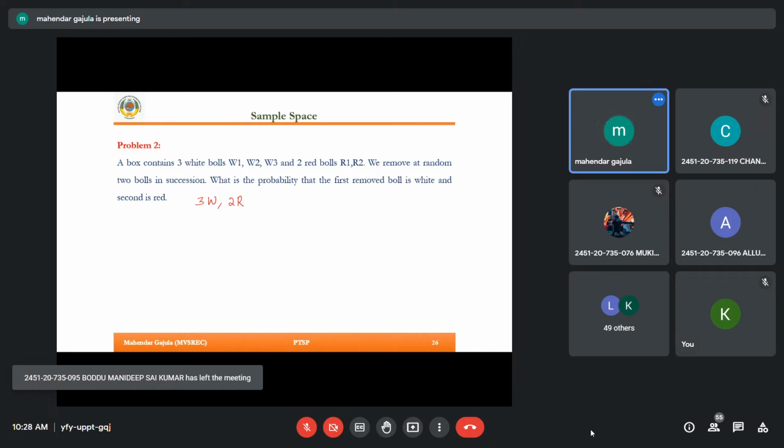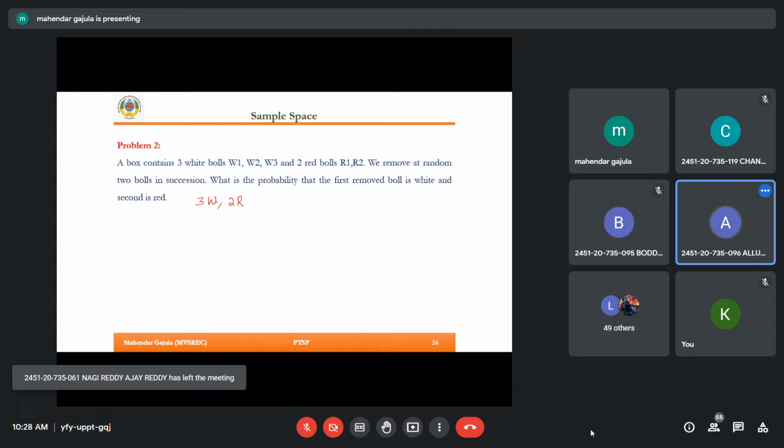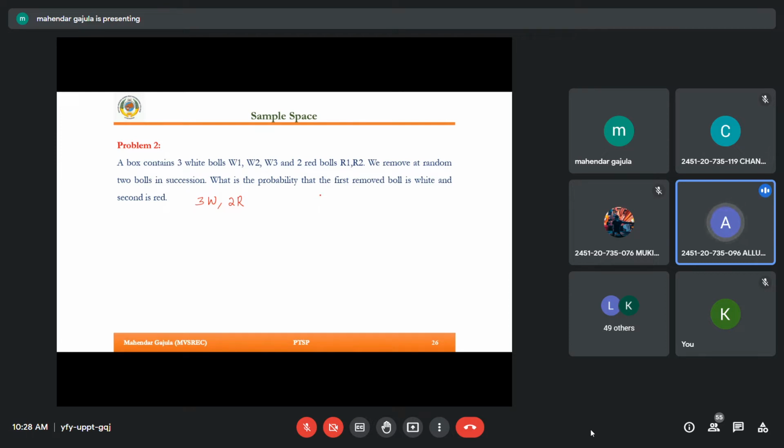Succession means one after the other, not simultaneously. What is the probability that the first removed ball is white and second is red? Second is red. So first white, then red.